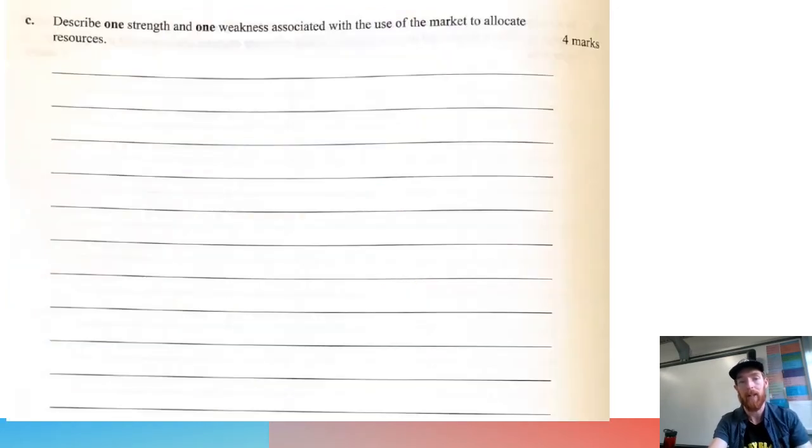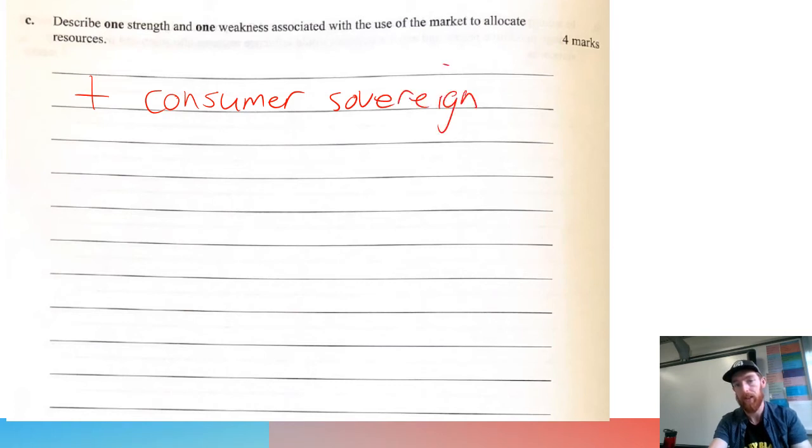Then one strength and one weakness of the use of the market to allocate resources. Well, your strength is going to be consumer sovereignty, in that the market will produce what consumers demand, which therefore hopefully achieves efficiencies. So consumer sovereignty, and explain that in more detail.